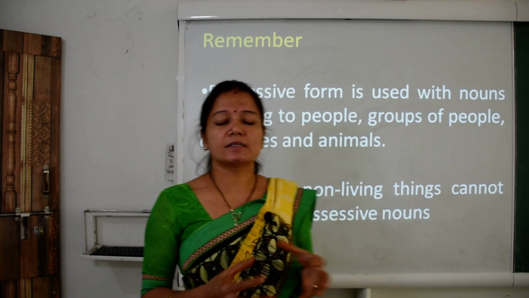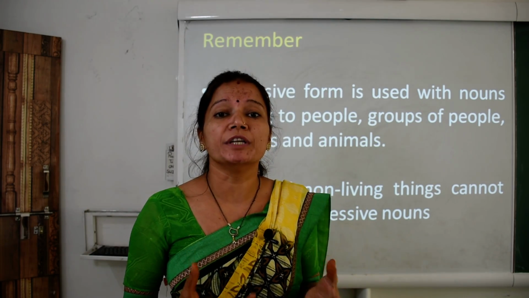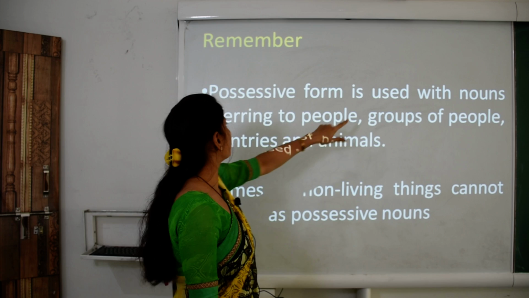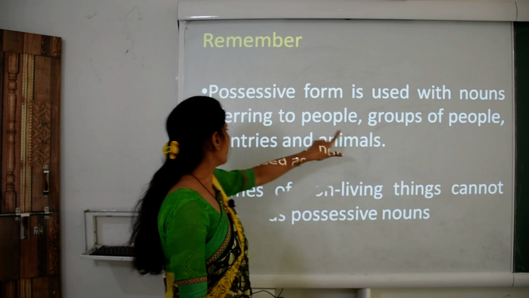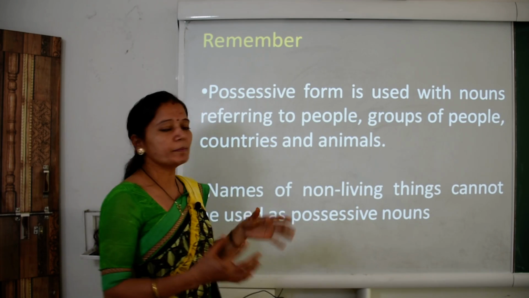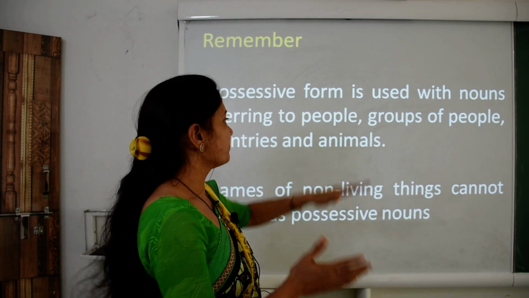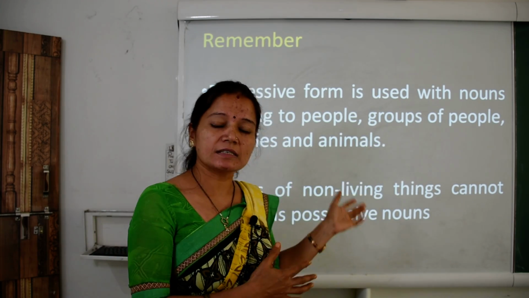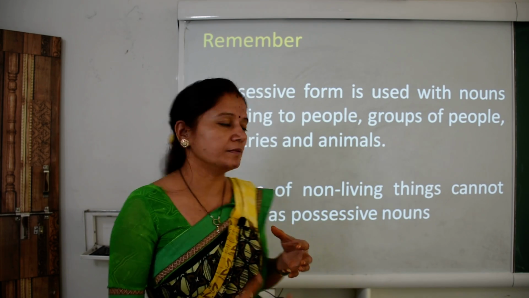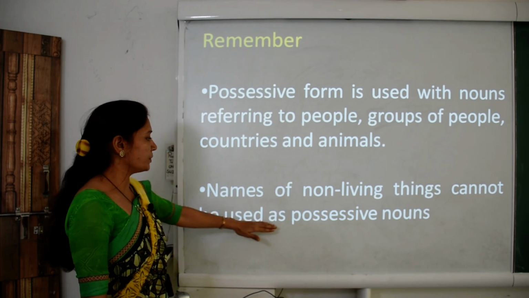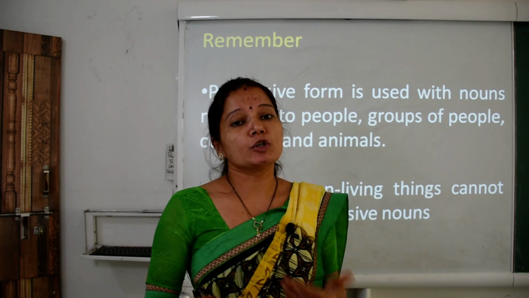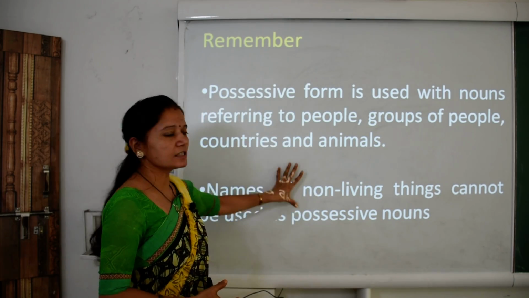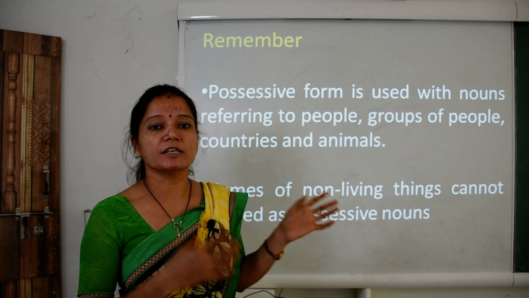Remember, there are certain things about possessive nouns, students, that you need to remember. Okay. So let's see what are they. Possessive form is used with nouns referring to people, groups of people, countries and animals. Okay. So means we are using possessive nouns with people, groups of people, countries and animals. Names of non-living things cannot be used as possessive nouns. Means with non-living things we cannot use possessive nouns. Okay. So these things you need to remember. You keep these points in your mind.